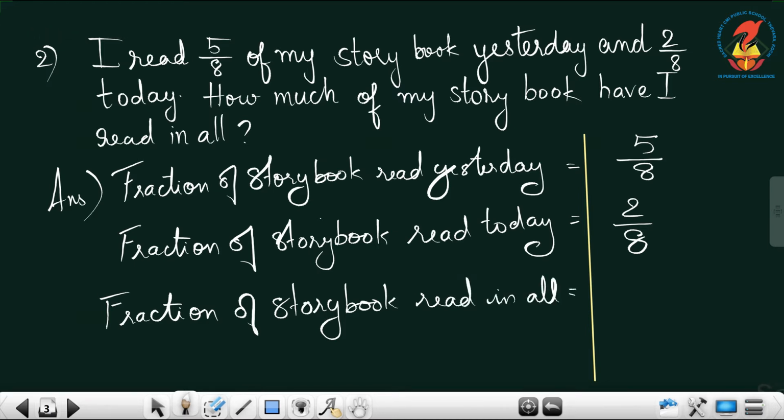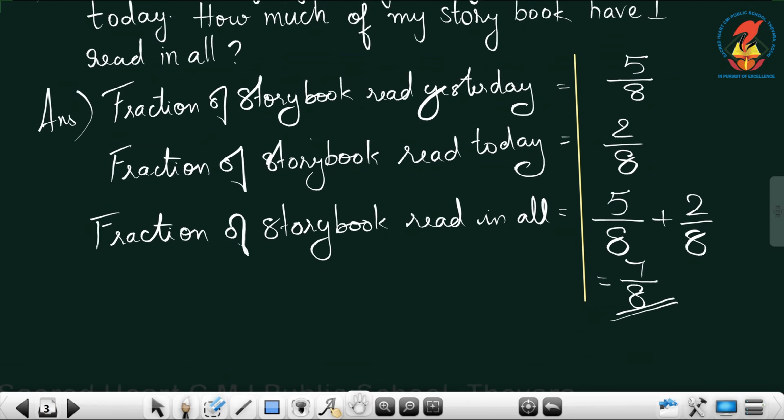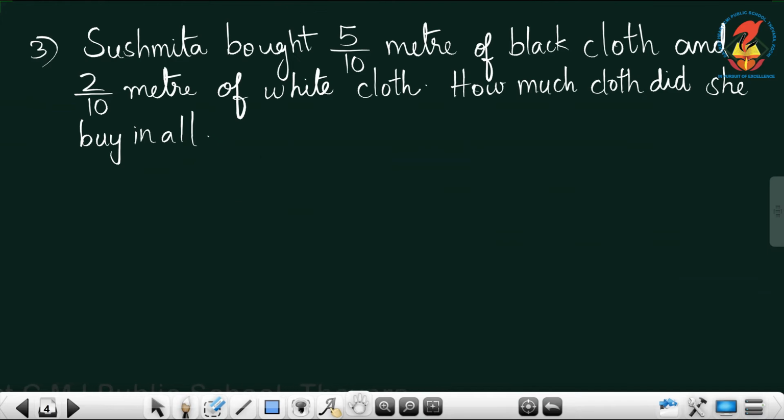What do you need to do? You need to add. You are going to find out how much I have read in all. So 5/8 plus 2/8. How much you get? 5 plus 2, it's 7. 7/8. 7/8 is the answer. Got it? Now let me move on to the next question.